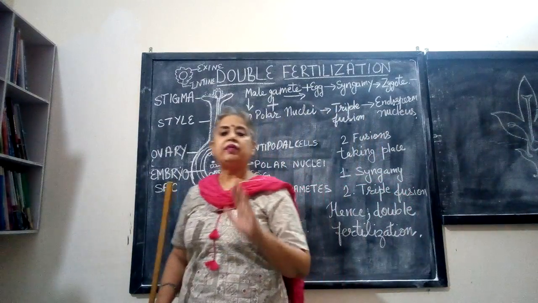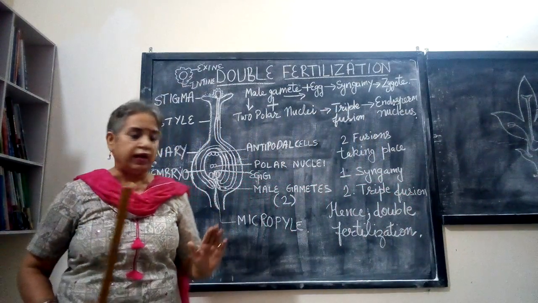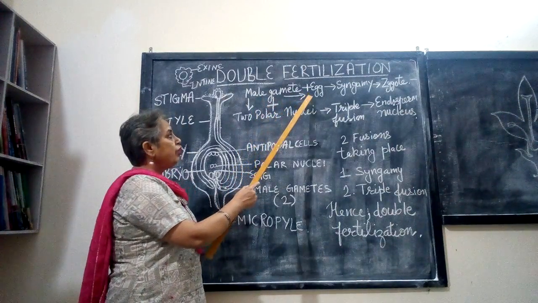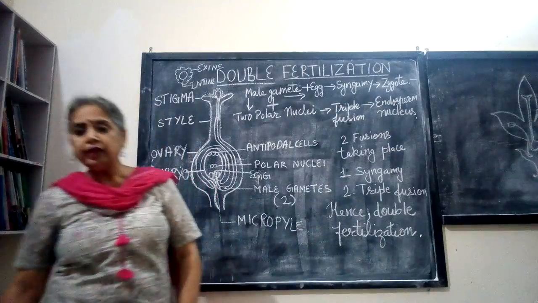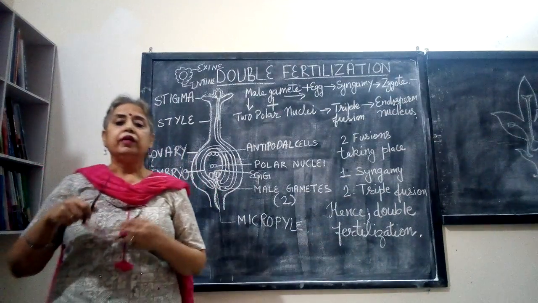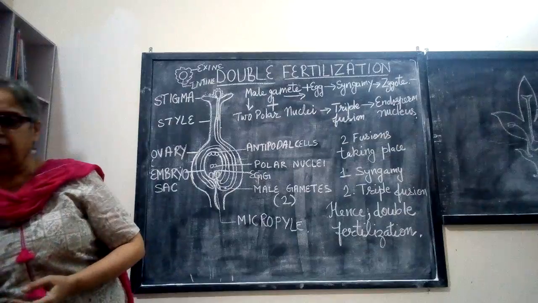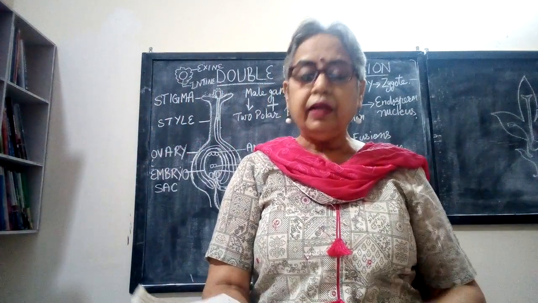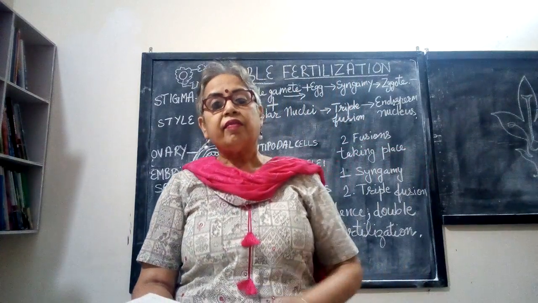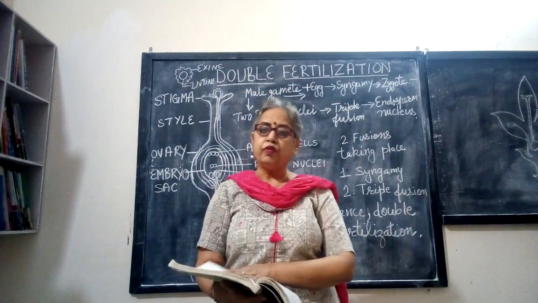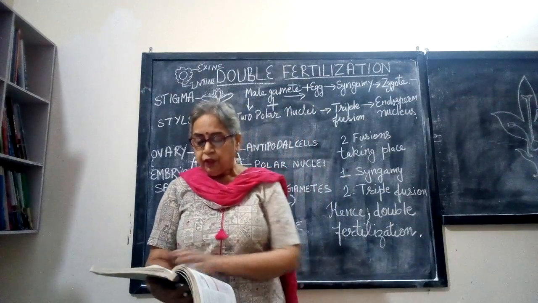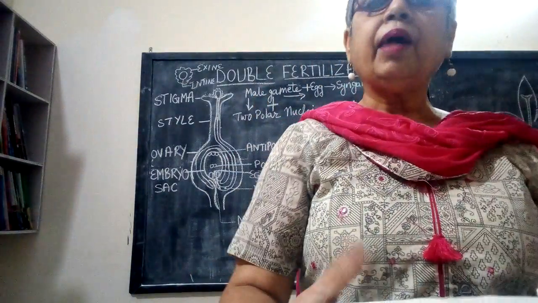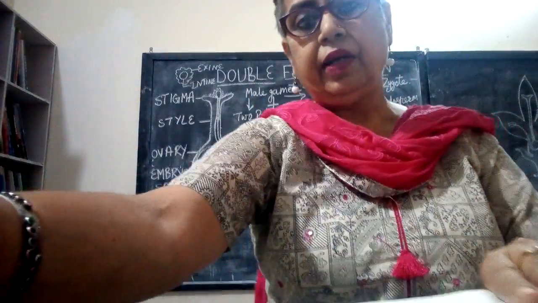When the 2 male gametes are released into the embryo sac, then what happens is one of the male gametes fuses with the egg. Okay, and this fusion of male gamete with egg is called syngamy. Syngamy further leads to the formation of zygote. So after syngamy there is zygote formation, and what happens to the other male gamete, right?